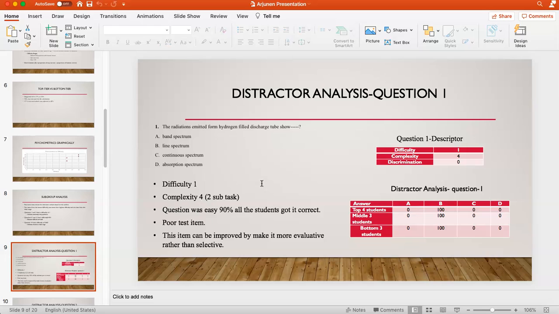Therefore, over 90% of the students got the question correct. It was a poor test item. The item can be improved by making it more evaluative than selective.